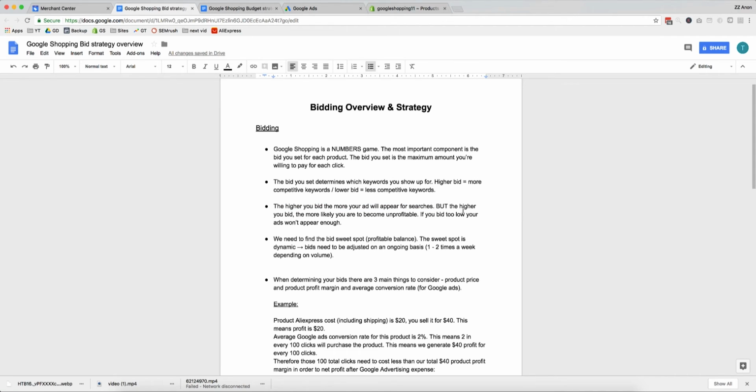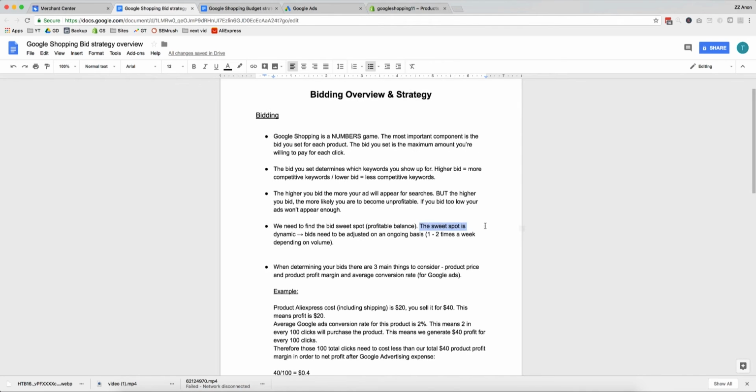But the higher that you bid, the more likely you are to become unprofitable, because you're paying more for each click. If you bid too low, then you can run into the problem where your ads won't appear enough or you won't be served enough, so it's difficult to scale. What we're ultimately trying to do for each product is find a bid sweet spot. That's a profitable balance where the bid isn't too high that it's unprofitable and isn't too low that we're not getting enough volume. So we're trying to find the perfect bid that allows us to maximize our profit.